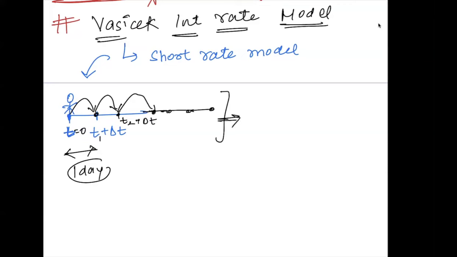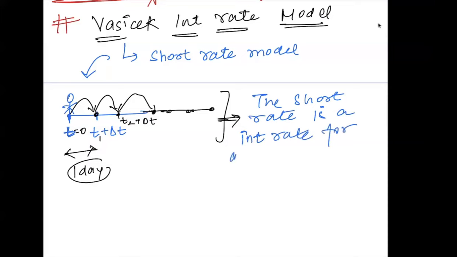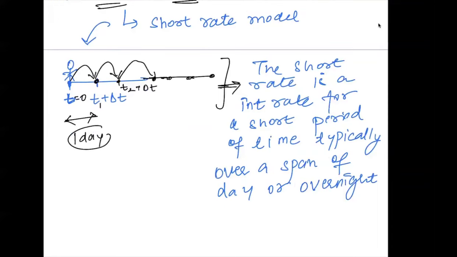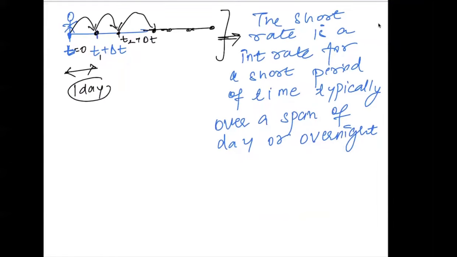So let me explain. The short rate is nothing but the interest rate for a short period of time, typically over a span of a day or overnight. So that's why it is called a short rate model. I hope you understood this.